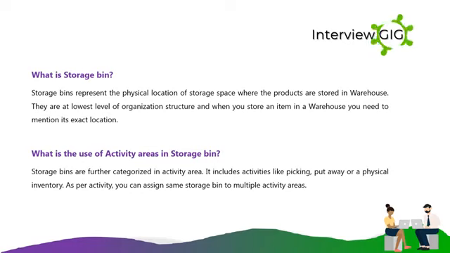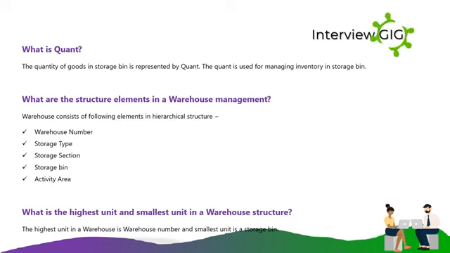Storage bins are further categorized in activity areas. It includes activities like picking, put away, or a physical inventory. As per activity, you can assign the same storage bin to multiple activity areas. What is GWANT? The quantity of goods in a storage bin is represented by GWANT. The GWANT is used for managing inventory in the storage bin.